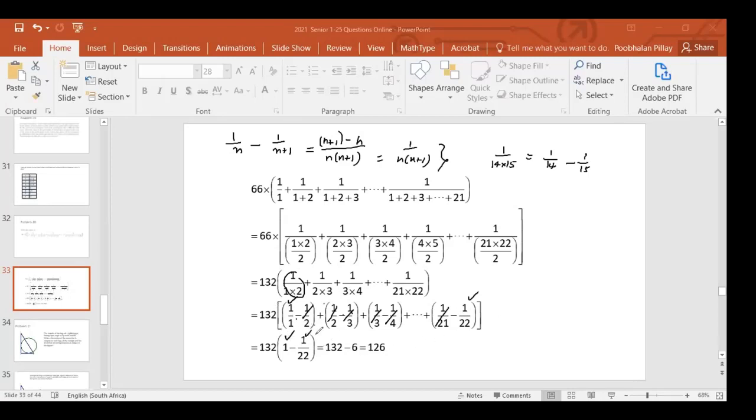And that's very easy to calculate. You just multiply 132 times 1 minus 1 over 22, and of course, you can see why 66 occurs there. The 22 goes exactly into 132, and that is 6 times. So the answer is 126.